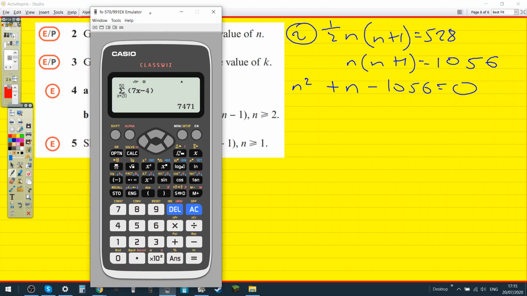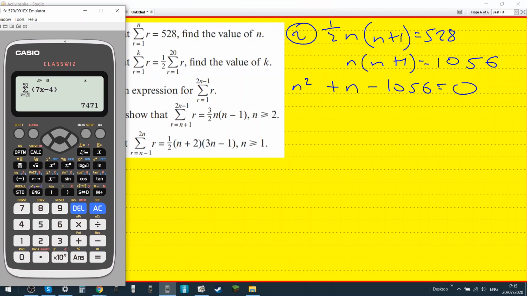Oh, my calculator is dead. Okay. Tell me if there's a problem with the calculator. No, it's just I need to replace the battery, so it keeps saying low battery, but it's okay. n is equal to 32.